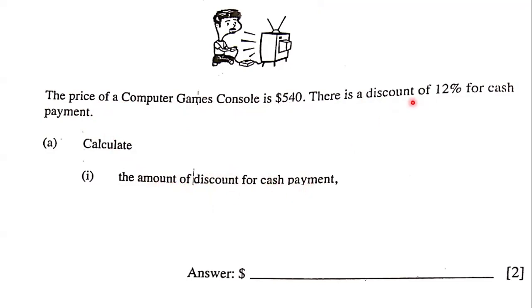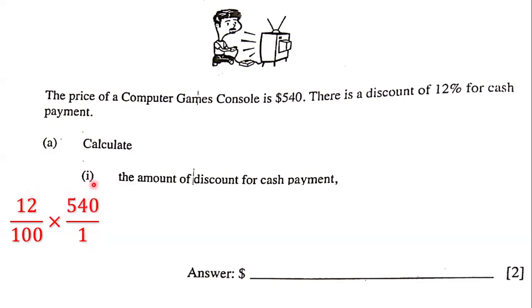Notice that they said that the discount is 12%, right? 12%. So it's going to be 12% of the cash price. Now, 12% written as a fraction is going to be 12 over 100. And we're just going to multiply that by the cash price, which is $540, which we put over 1.